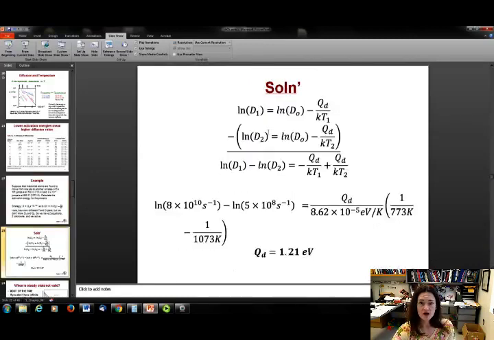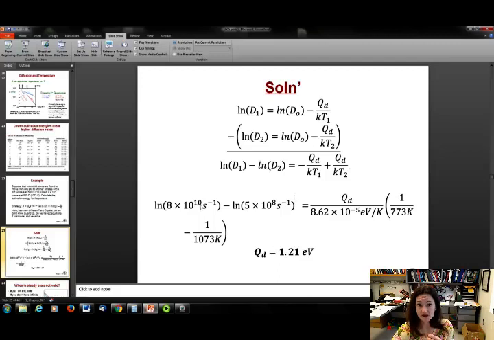Here we have ln D1 equals ln D naught minus Qd over kT1, and then we have the same equation for the second pair. We're going to subtract those two equations to get rid of our unknown. Our unknown here is D naught. We definitely don't know D naught, but that gets subtracted out when I subtract my two equations. So then I have ln D1 minus ln D2 equals minus Qd over k times (1 over T1 minus 1 over T2). So that's what we're doing there.